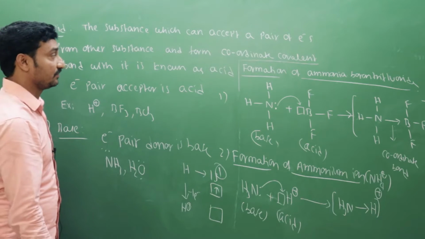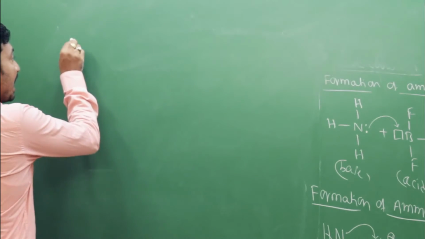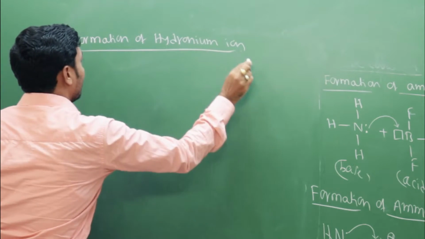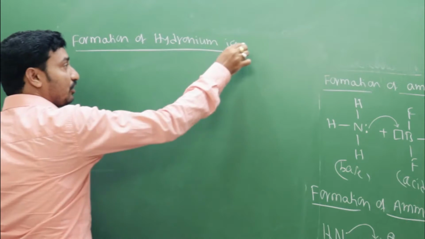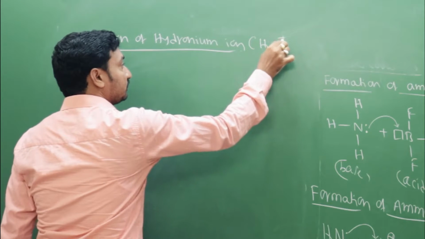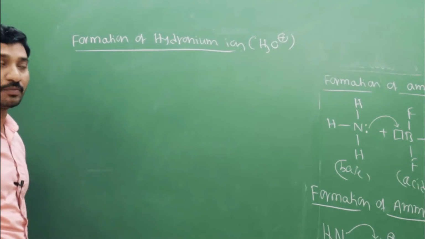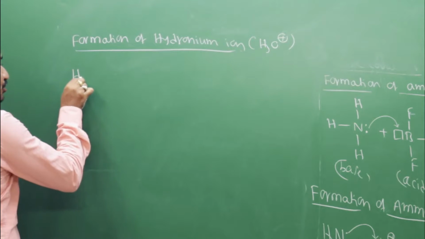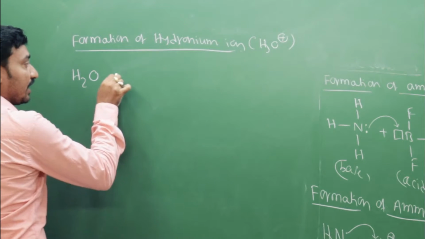Right? Next one, one more example. Formation of hydronium ion. How is the hydronium ion formed? Hydronium ion, H3O plus. A reaction between H2O and H plus.